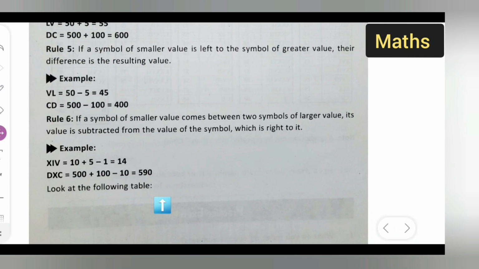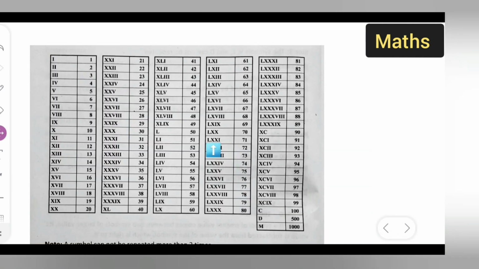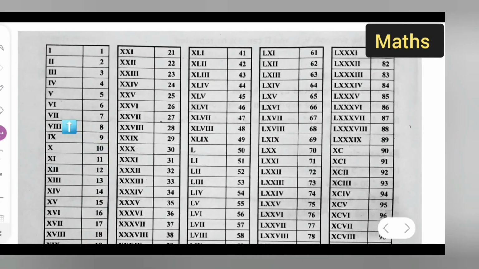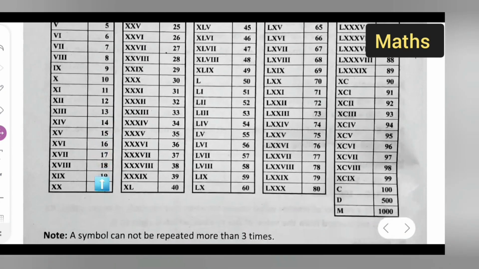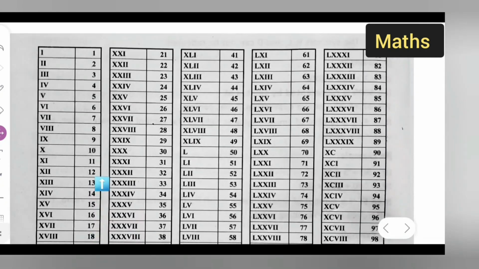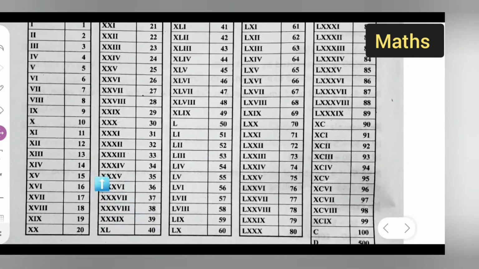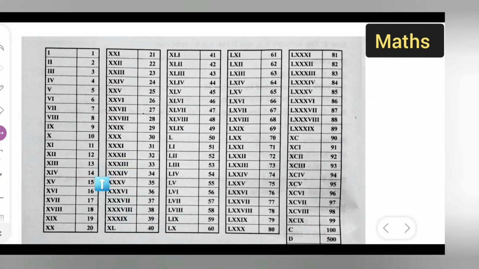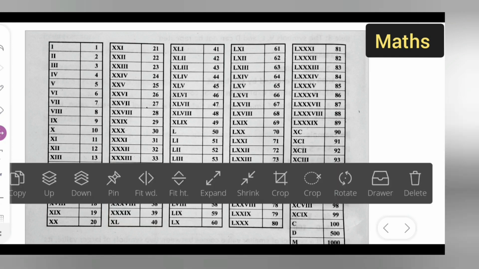Look at the following table. So you'll have to look at the table. You'll have to study all this. 1, 2, 3, 4, 5, 6. Everything is given over here. You'll have to study all these Roman numbers. Okay, I hope you all can see this clearly.